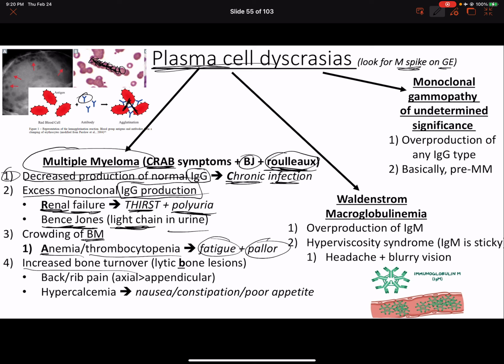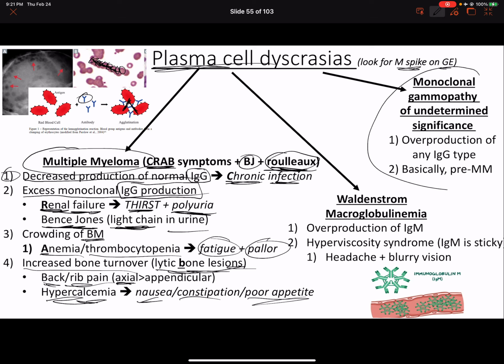And increased bone turnover. As we saw earlier, if cells are dividing too much, those cells are also going to die a lot. Osteoclast activity might be up, and this will cause lytic bone lesions. This is going to be more often in the axial and the appendicular skeleton, and will cause back and rib pain. And the destruction of all of these cells is going to cause hypercalcemia, spilling all this calcium into the blood. Hypercalcemia is associated with nausea, constipation, and a bad appetite.